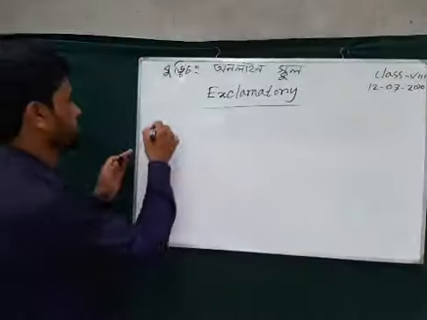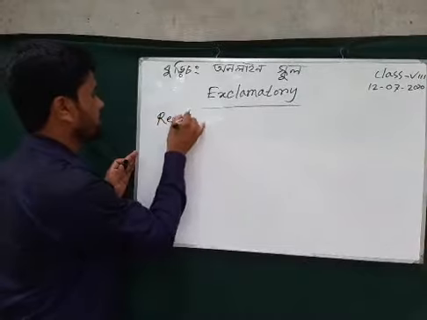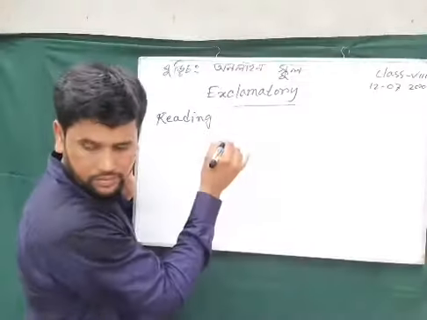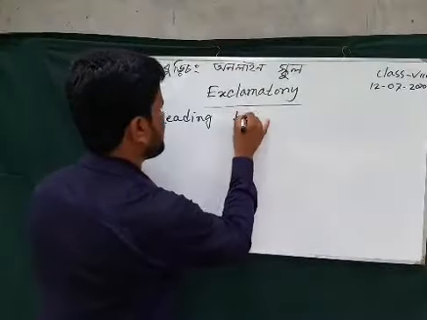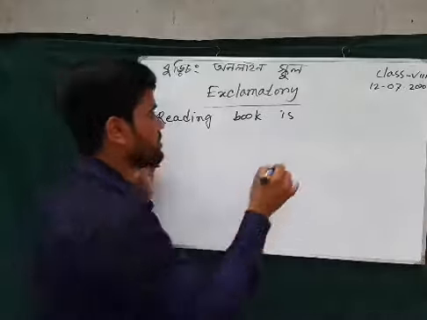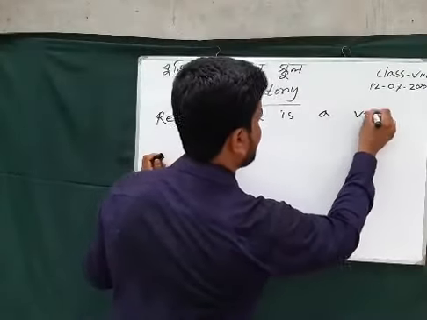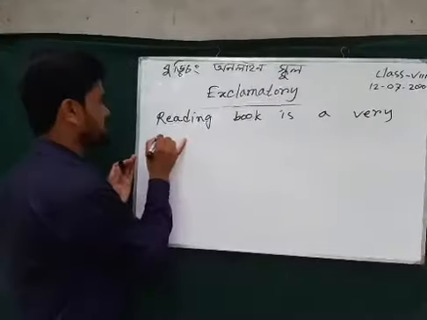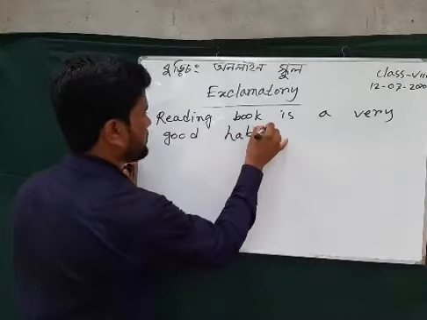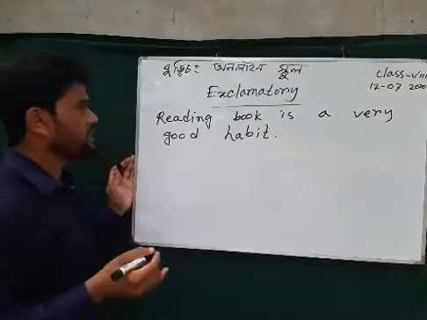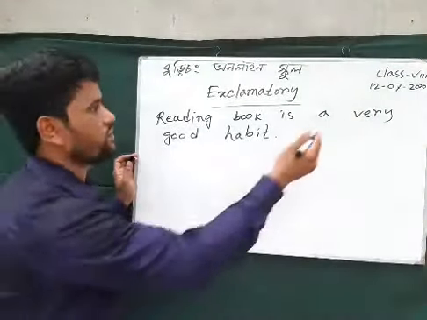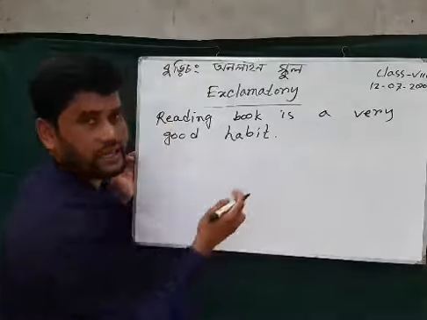Just like, reading book is a very good habit, a very good habit. So reading book হচ্ছে একটা সাবজেক্ট, ইজ হচ্ছে verb, and we find here very but before a article.